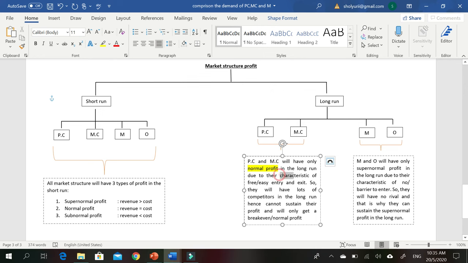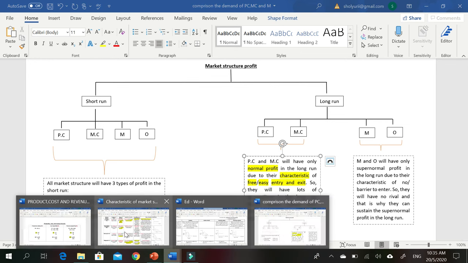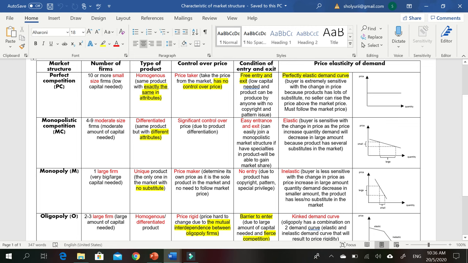Why? Sebab karakteristik dia of free entry for perfect competition, easy entry and exit for monopolistic competition. Free entry perfect competition, easy entry exit untuk monopolistic competition. So maksudnya, can easily join the monopolistic market structure. Low capital needed, can easily join the perfect competition, sebab dia tak ada copyright and patent. Yang ni tak perlu copyright and patent pun tak ada. Moderate amount of capital needed. You want to join and sell the same product, no worries, you can.